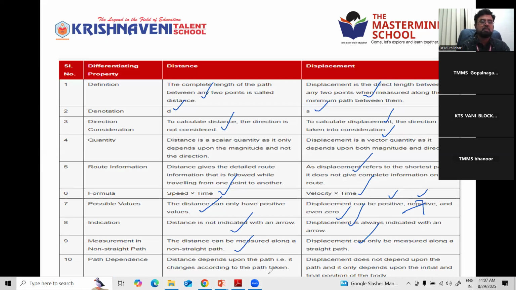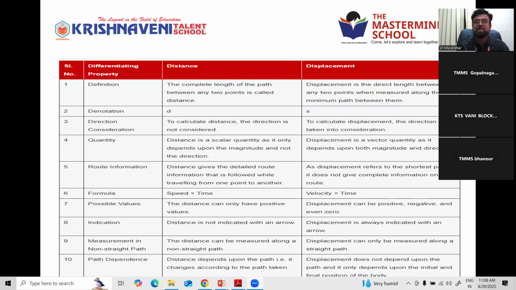Distance depends on the path. It changes according to the path taken. Displacement does not depend upon the path. It only depends upon the initial and final position of a body. See, these two simple terms have a huge number of differences. We found 10 differences between them. Even you can write: distance is always more than or equal to displacement. Displacement is always less than or equal to distance. That makes 11 points for the simple terms which sound the same.